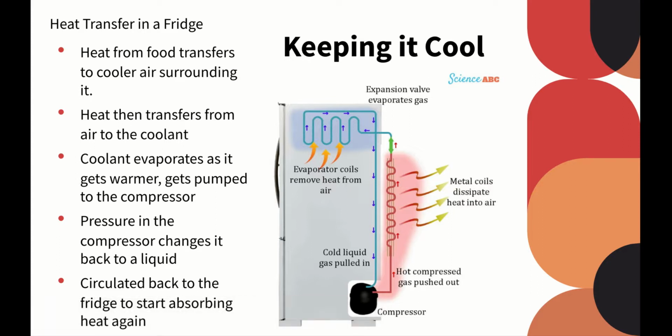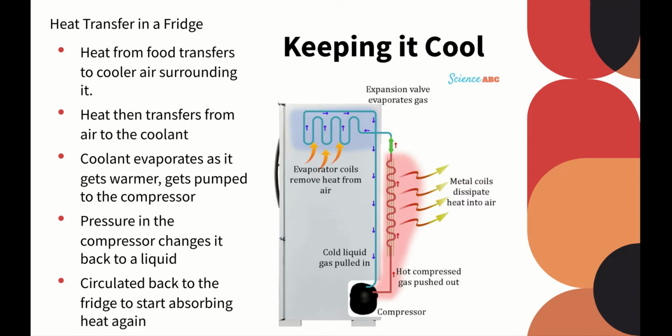Refrigerators are also a technology that uses heat transfer. And similar to our radiator in our car engine, a fridge wants to stay cool. So what happens is when we put food in our fridge, the heat from our food transfers to the cooler air. The air then heats up the coolant in the refrigerator. The coolant evaporates as it gets warmer and it gets pumped into the compressor. The pressure in the compressor changes it back to a liquid form.